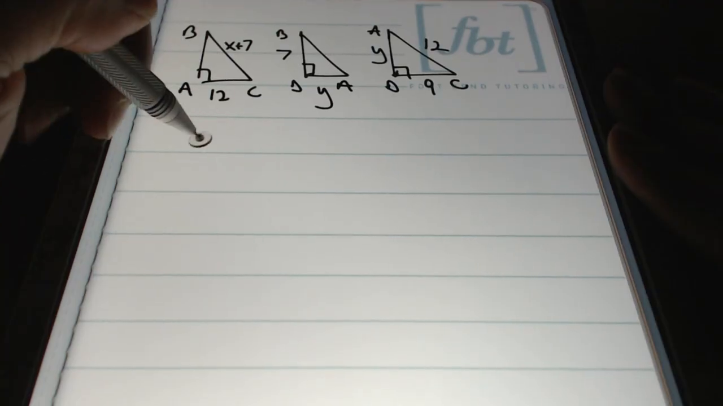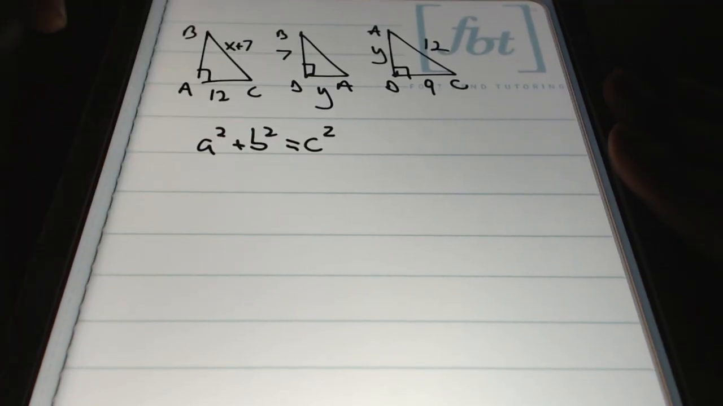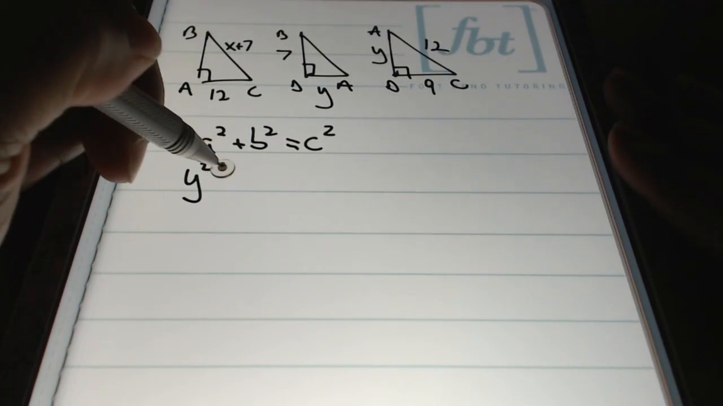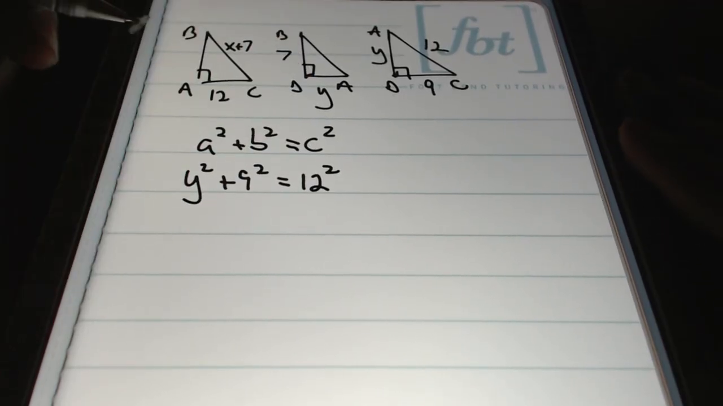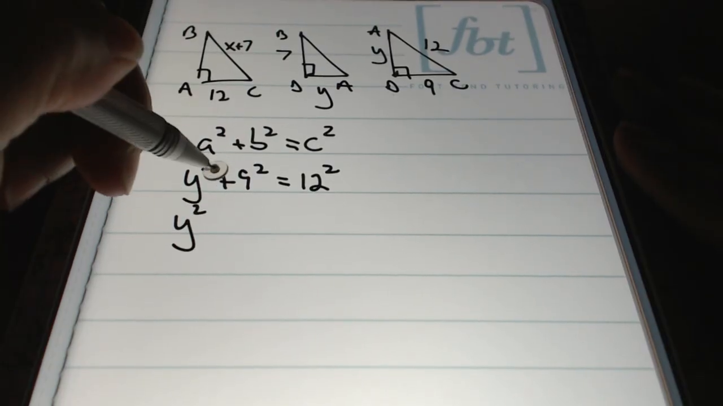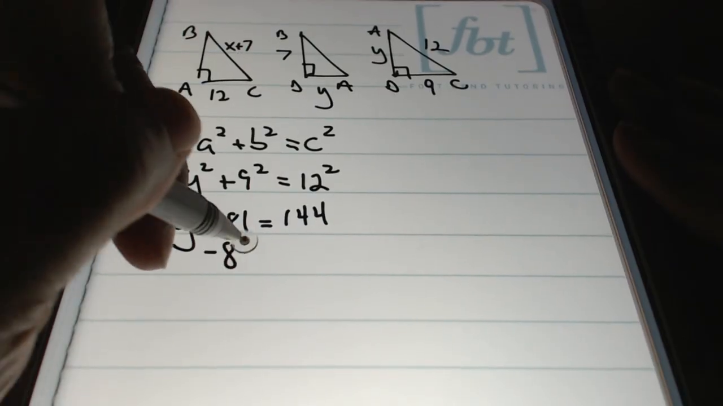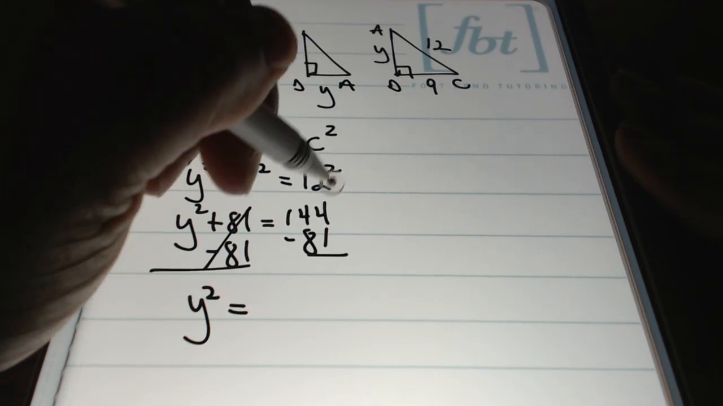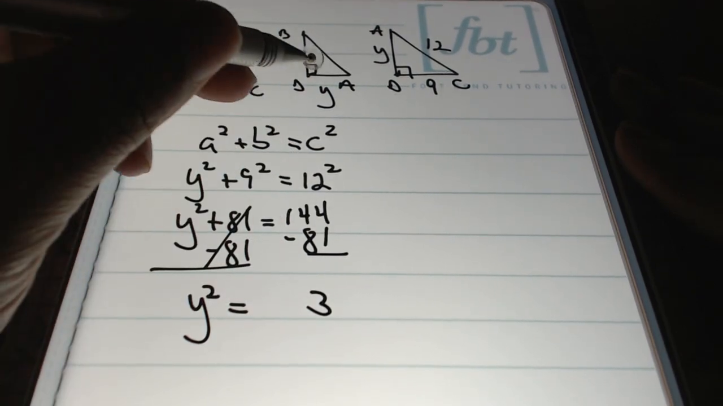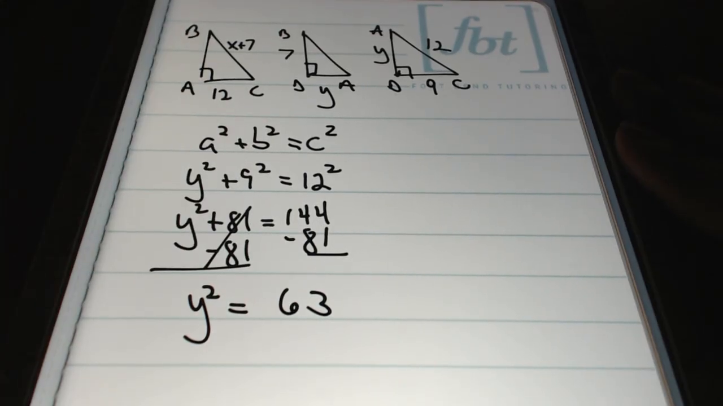using the Pythagorean theorem. So with the Pythagorean theorem, you know, it's going to be a squared plus b squared equals c squared. Well, in this case, we'll say that y squared plus 9 squared is going to equal 12 squared. Knowing this, we'll have y squared plus 81 equals 144. You'll subtract 81 from both sides, right? To get y squared equals, let's go ahead and subtract here. We got a 3 right here. We got 14 minus the 8. That's going to give us 6, right? So we have y squared equals 63.